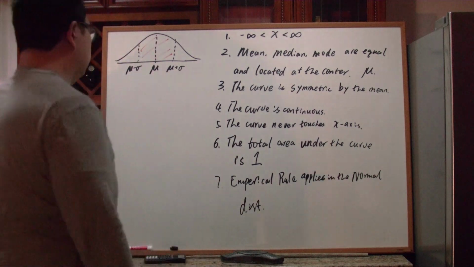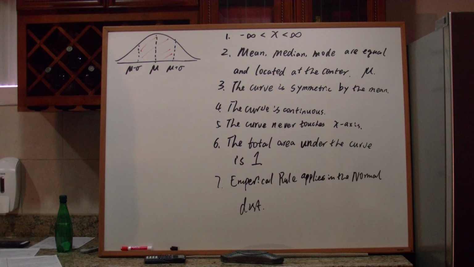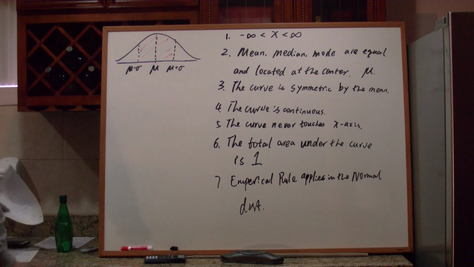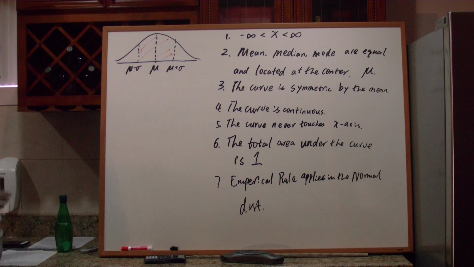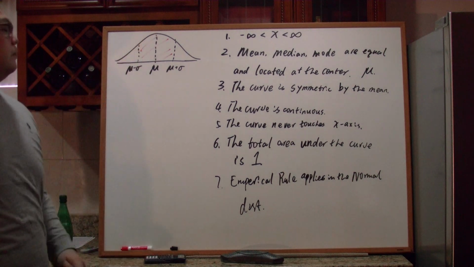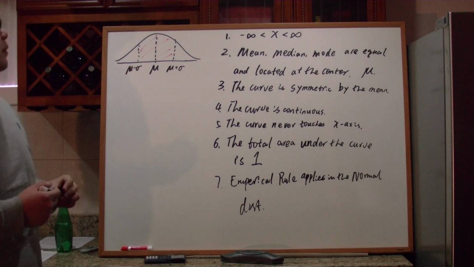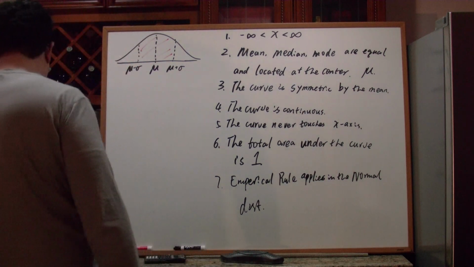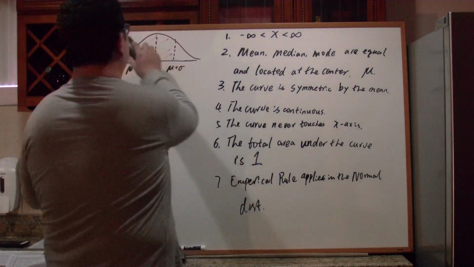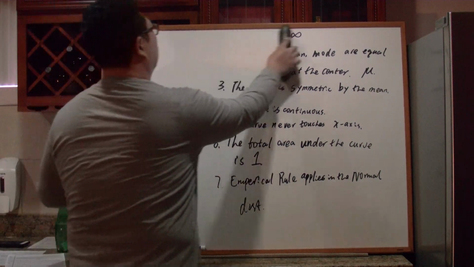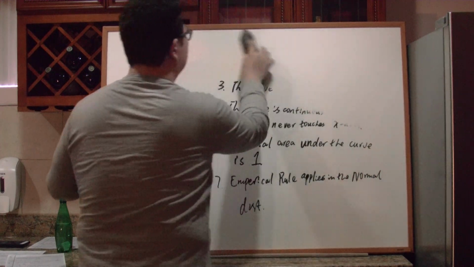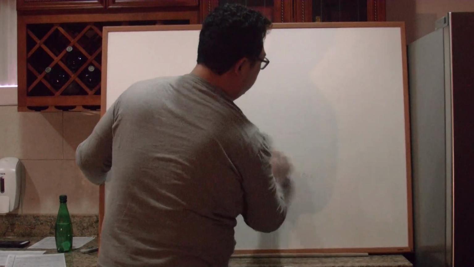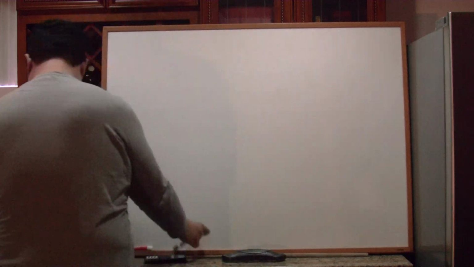The empirical rule applies in the normal distribution. But basically the empirical rule comes from the normal distribution anyway, so of course it will apply. So to find the probability, that is the area under the curve. Right, so let's see something simpler. Instead of the normal distribution, we'll introduce something more basic, to see how we find the probability.